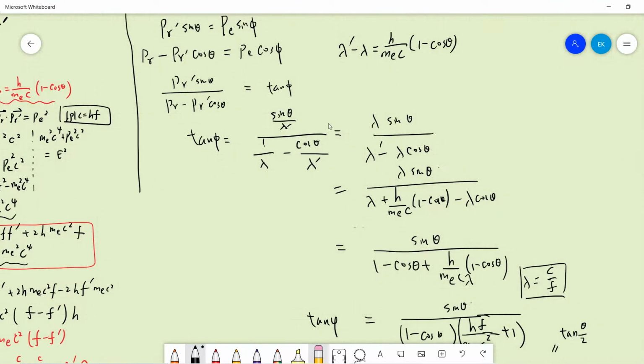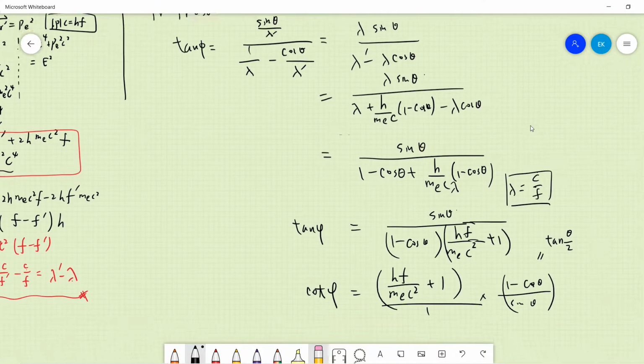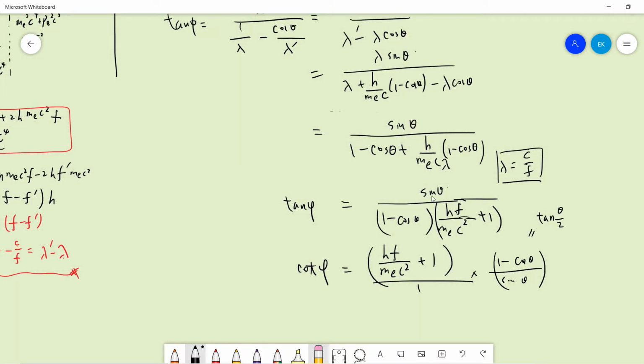So clearly you get lambda sine theta over (lambda prime minus lambda cosine theta). Then use the first formula to replace lambda prime by lambda plus h over m_e c times (1 minus cosine theta), minus lambda cosine theta. The amazing thing is that this term and this term can be combined and give you another 1 minus cosine term, so it becomes this. By the way, you divide lambda out of the denominator and numerator. So finally, you get tangent phi equals sine theta over (1 minus cosine theta) times (hf over m_e c squared plus 1). And then you flip the equation, so it becomes cotangent phi equals (1 plus hf divided by m_e c squared) times tangent theta divided by 2.